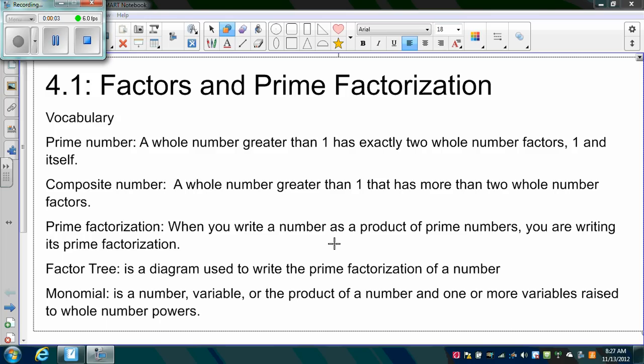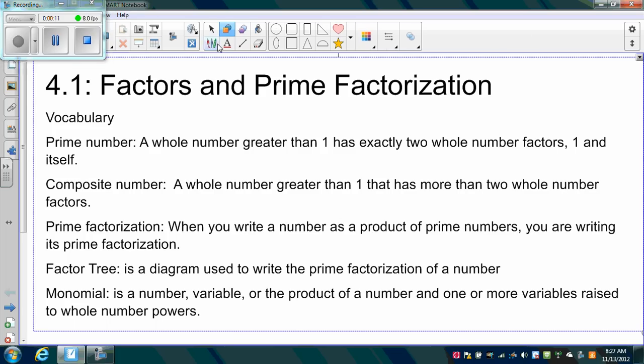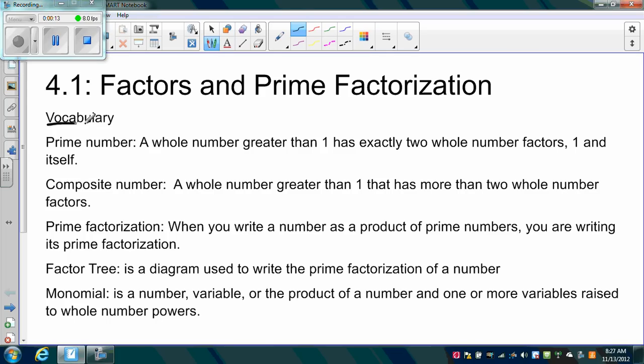This lesson is on section 4.1, which is on factors and prime factorization. The first thing we need to do is review some vocabulary that we'll see in this chapter and section. So the first is a prime number, which is a whole number greater than 1 that has exactly two whole number factors, 1 and itself.